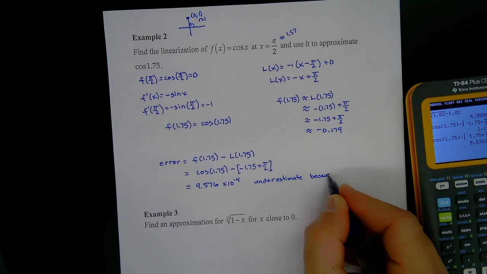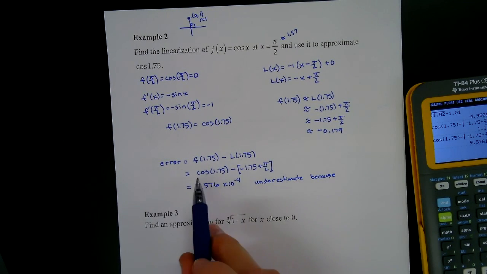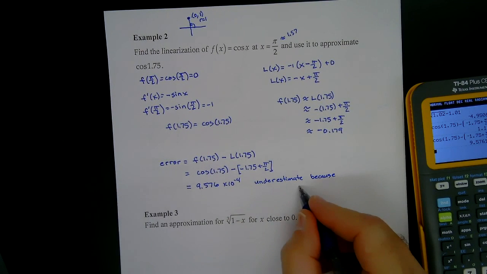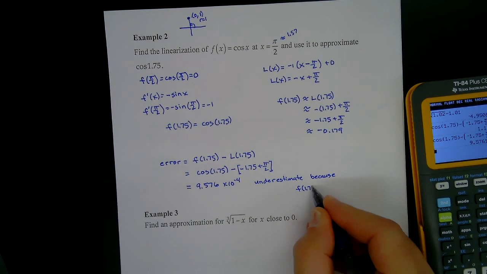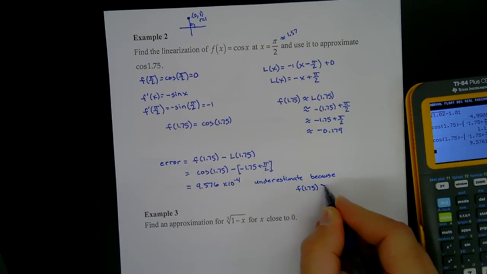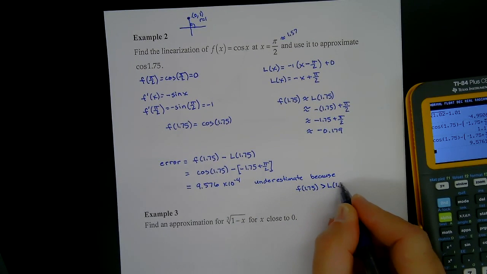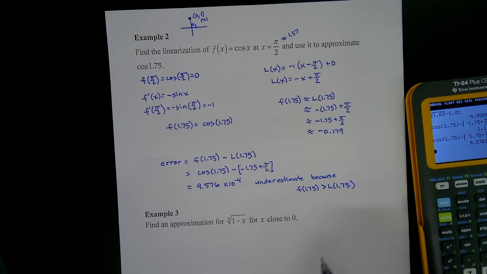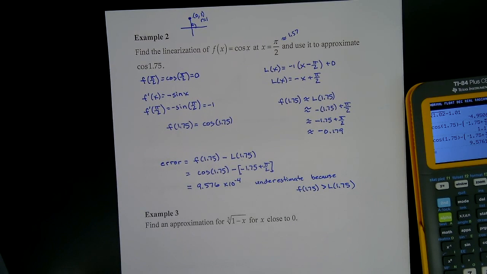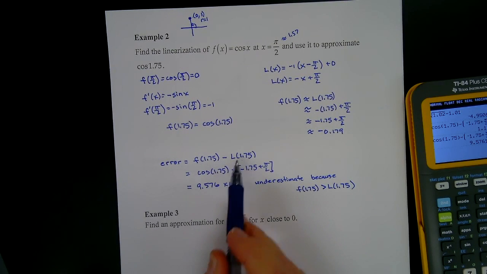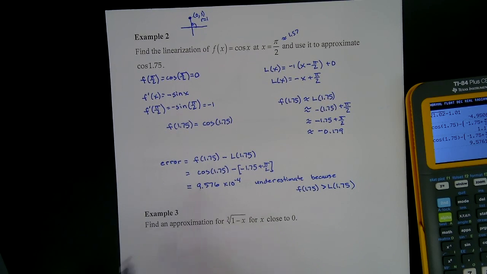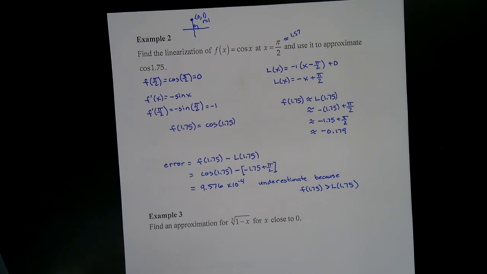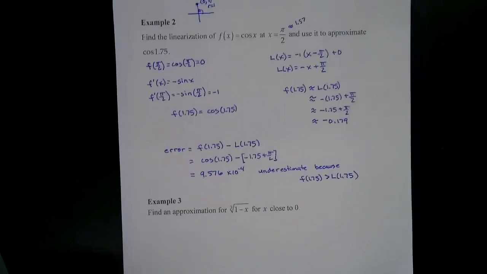What we know is f of 1.75 is greater than L of 1.75. And because this one's bigger, when you subtract it, it's going to come out to be positive, and 9.576 times 10 to the negative fourth is positive. Whew, okay, here we go. Let's do the next one. So let me pause this.